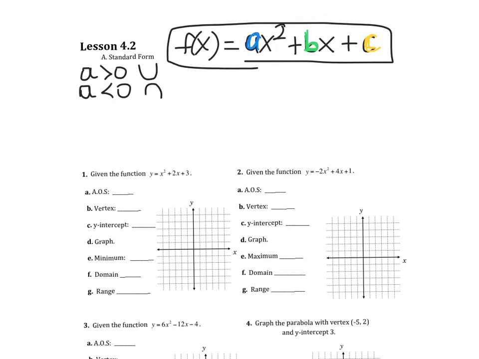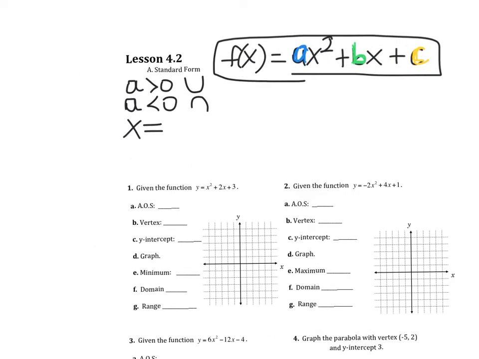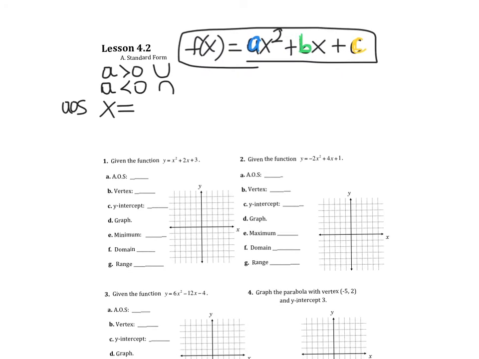You don't want to find the vertex first. You want to find the axis of symmetry first, the AOS. And the AOS is found, let me write AOS over here, is found by doing this formula. You're going to take the opposite of B, so negative B over 2A. That is going to be so key. That's going to be the most important formula that we have for standard form, okay? That gives us the axis of symmetry.